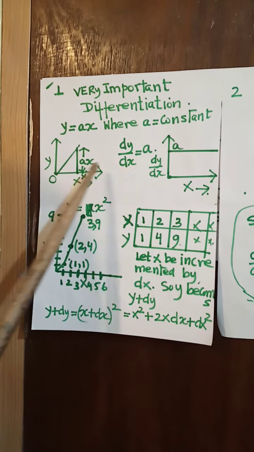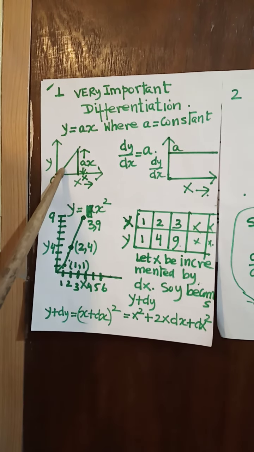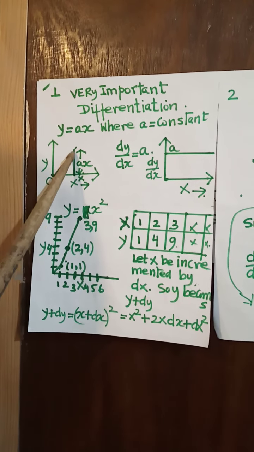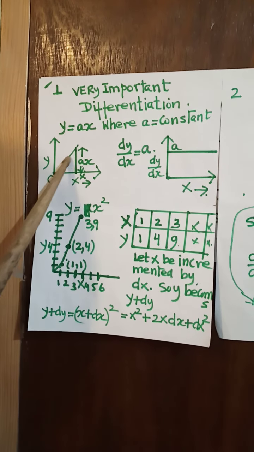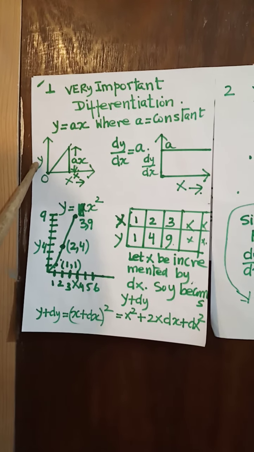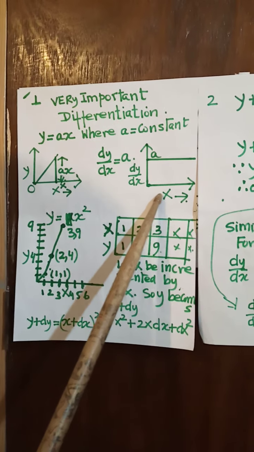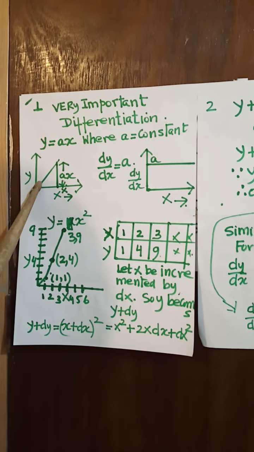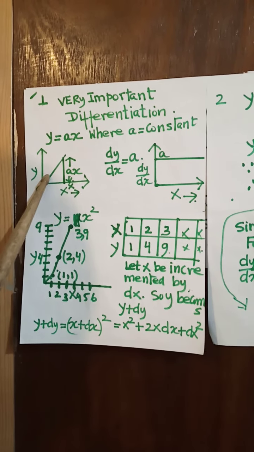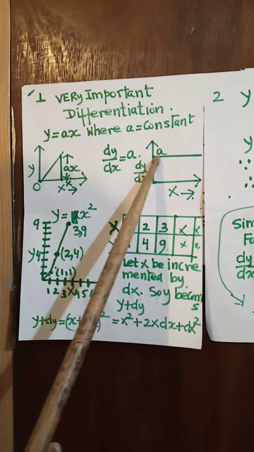So if you plot y and x, you will get a straight line in this way. At x, y will be ax, and this is the slope. Now, what will be dy/dx of this with respect to x? The slope here is constant. See, tan of this theta, the slope is constant, so you'll get a.